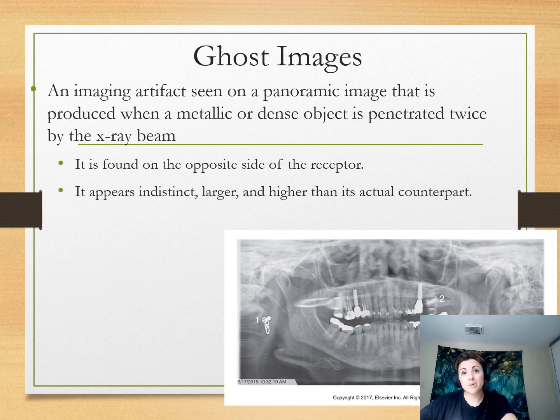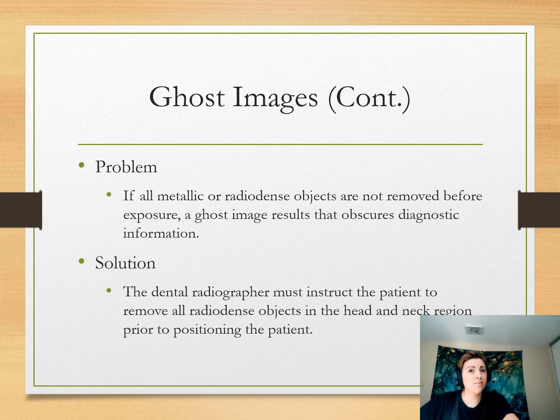So this picture is really nice because the earring does show up over by where an earring would be, but I've seen them where it'll show up over here, and so you don't want objects in the way of taking your pano because they won't come out the way you want them to, and sometimes they'll cover up the stuff you need to see. So, failure to remove earrings, dentures, or other radio-dense objects will create ghost images on your pano. Don't do that. The problem with ghost images is that whatever it is produces an image, and it will obscure diagnostic information.